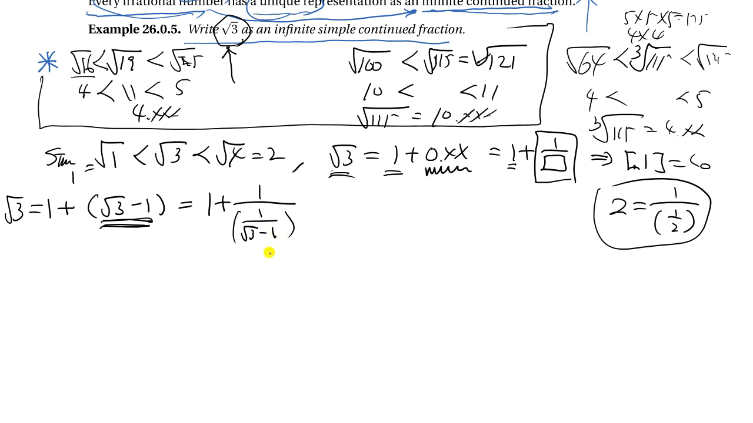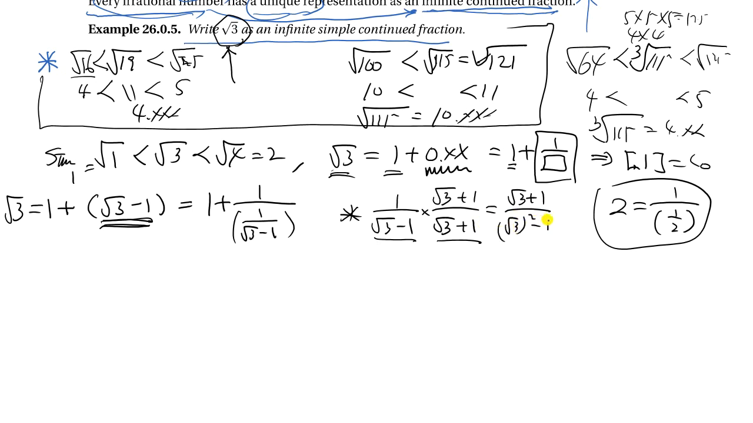Then to change this form, the denominator has a radical form. Then you know how to rationalize it, multiplying by the conjugate, right? So 1 over square root of 3 minus 1, we multiply by square root of 3 plus 1 over square root of 3 plus 1, at numerator and denominator. The numerator is just like that. The denominator is a minus b times a plus b, which means a squared minus b squared, right? So together we have 3 minus 1, which is 2, right?